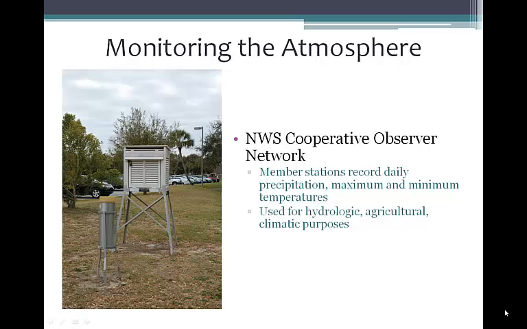Here you see a rain gauge, which is the cylinder here, and then the Stevenson box inside of here would no doubt be temperature, perhaps relative humidity or dew point, other types of devices that need to be shielded from the sunlight. So this is a standard for collecting temperature.